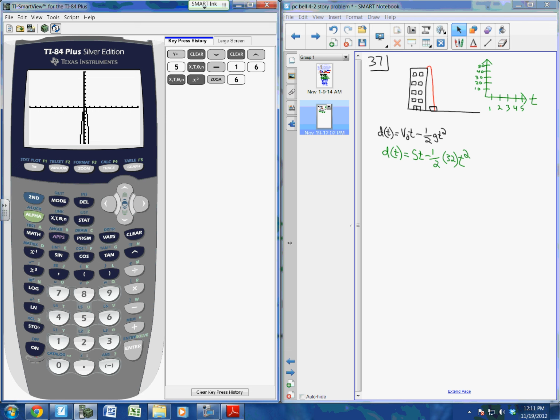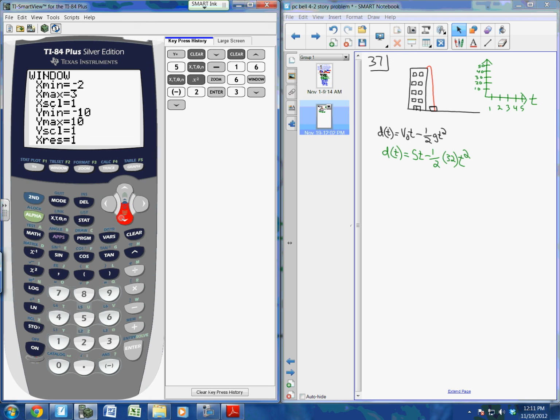Wait, something's wrong with this picture. Let's bring this in a little bit. Let's go from -2 to like +3. And we can leave that as -10. Well, let's look at that, see what that does. Wait, something's wrong. Does your graph look like mine?